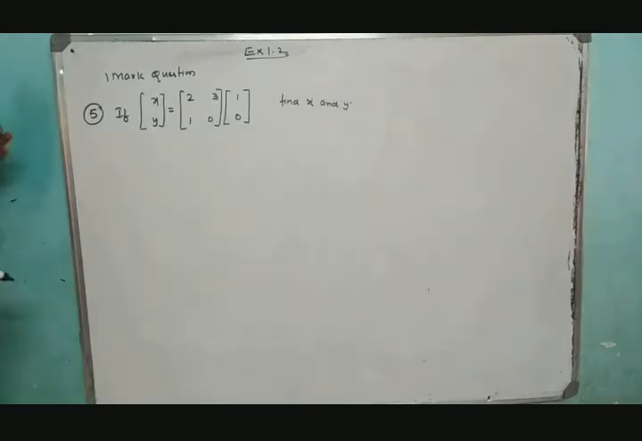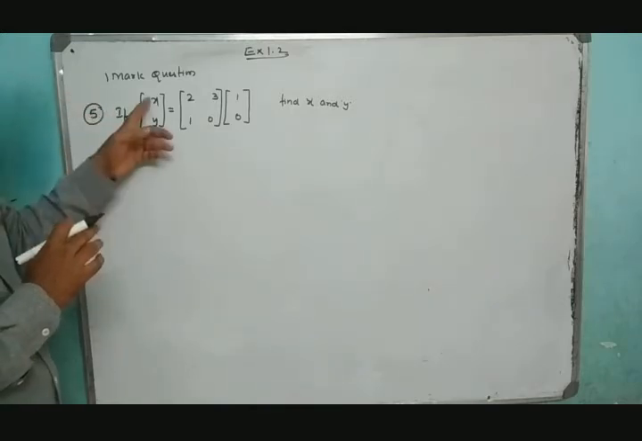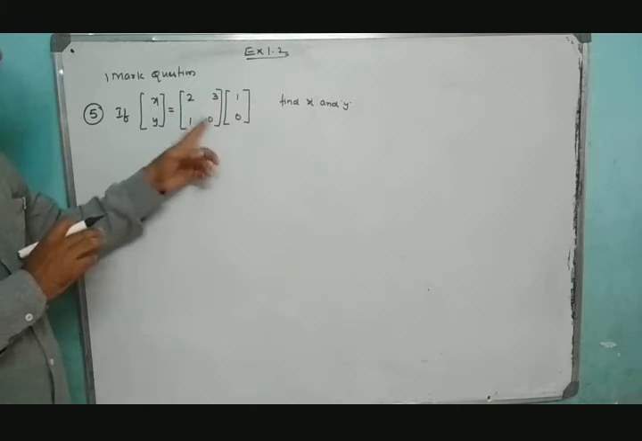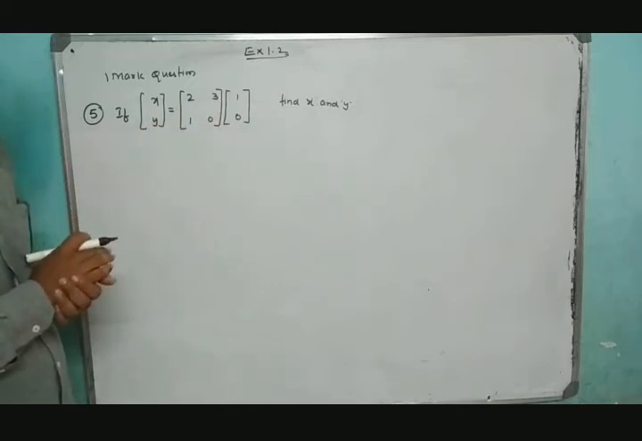Yes, for you the fourth question is homework, and the fifth question is given. You have to find the value of x and y if the column matrix [x; y] is equal to [2, 3; 1, 0] times the second matrix on the right hand side, which is [1; 0] only.